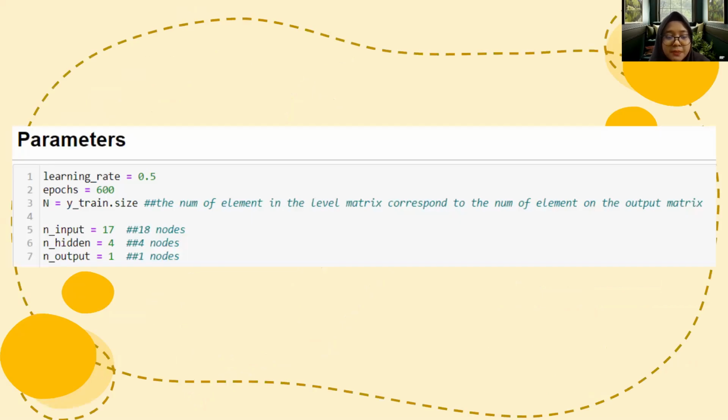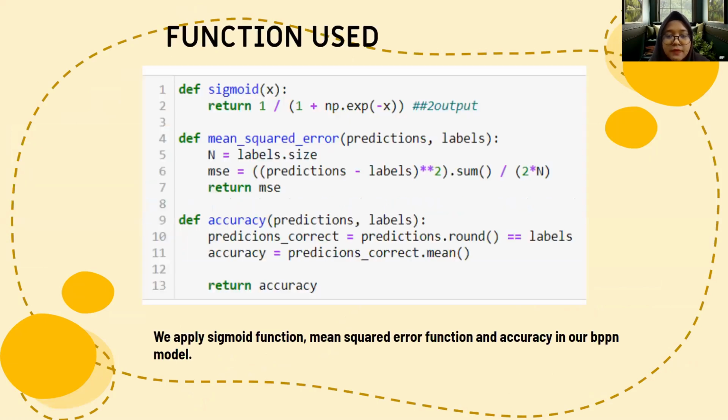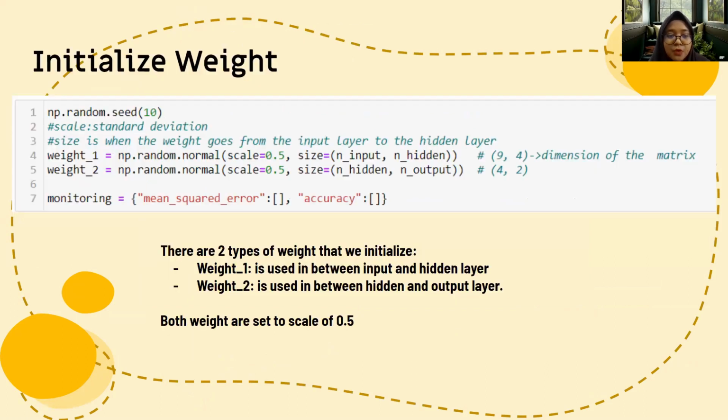Okay, for our BPN algorithm, for our parameters, of course, we need to have learning rate, epoch, and n, which is equivalent to the number of elements in the label matrix that correspond to the number of elements in the output matrix. And we also need to have input, hidden, and output. The functions that we use in our algorithm are, of course, the sigmoid function, mean squared error function, and lastly, accuracy function. And we also need to initialize the weights.